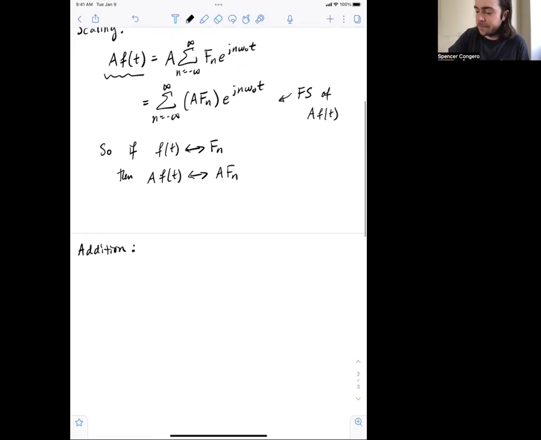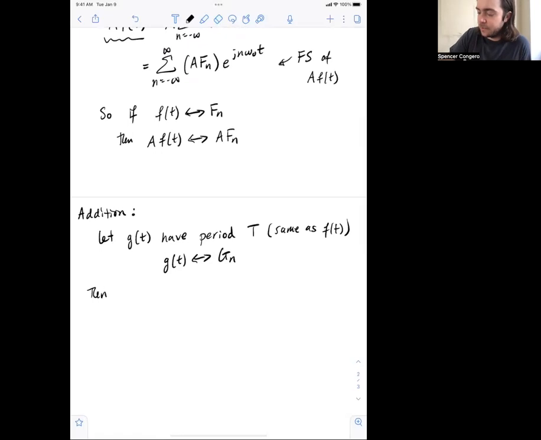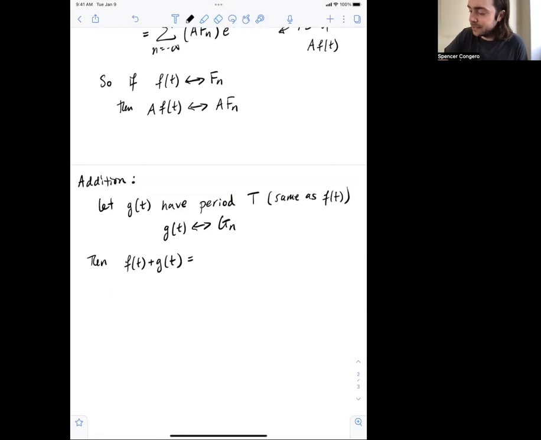So here's the addition property. For this one, I'm going to introduce another function. We'll let g of t also have the same period T as f of t, and I'll call the Fourier series coefficients g sub n. Then we want to look at what are the Fourier series coefficients of the sum of f and g. And wouldn't it be great if the Fourier series coefficients of that sum are just the sum of the Fourier series coefficients of f and g, so f sub n plus g sub n? Turns out that is the case.